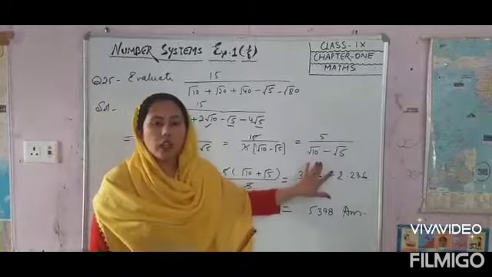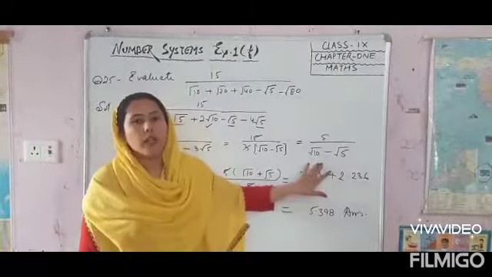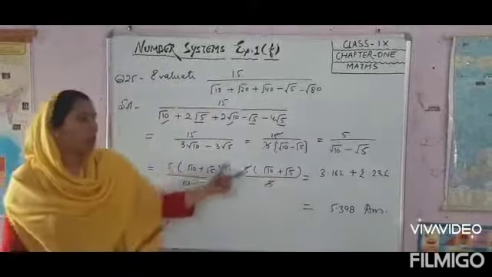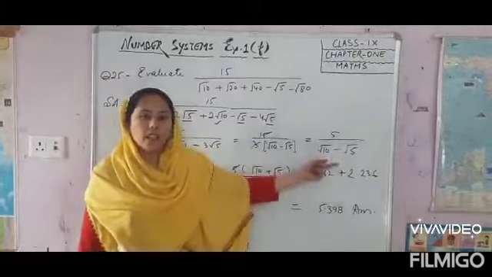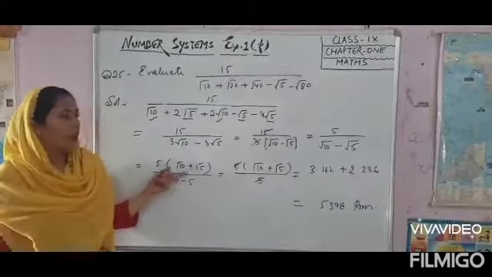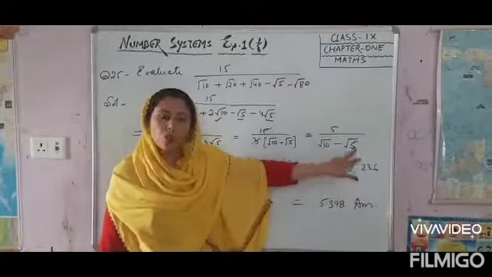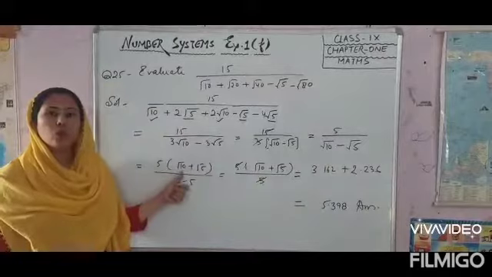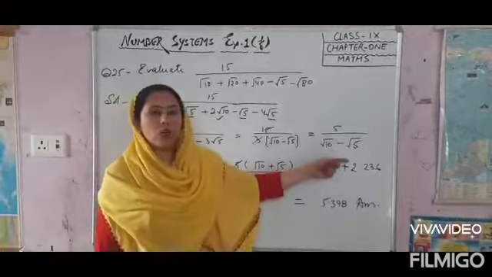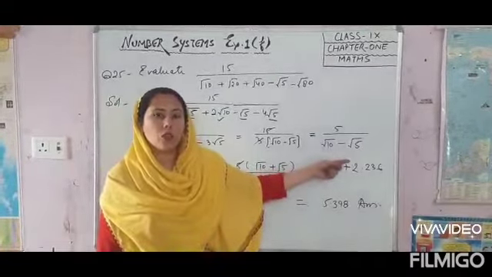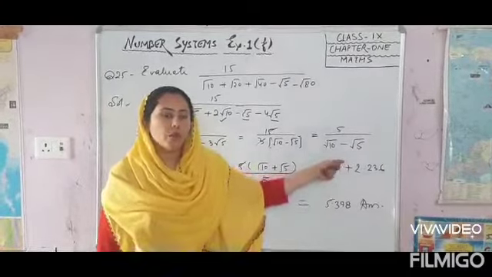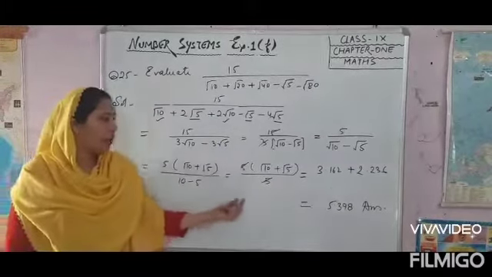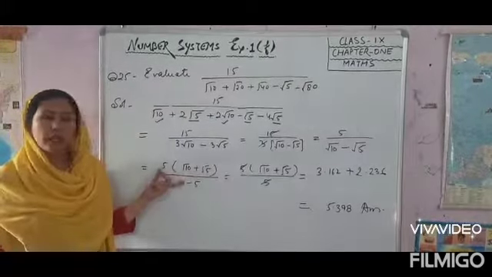It is not in proper form. In denominator we have irrational number, so we will rationalize it by multiplying its rationalizing factor. So when it will be multiplied by root 10 plus root 5 in numerator as well as in denominator. So in numerator you will get 5 into root 10 plus 5, and in denominator you will get a plus b, a minus b, that is equals to a square minus b square. A square is 10 and b square is 5. So in denominator you will get 5 and in numerator you will get this.